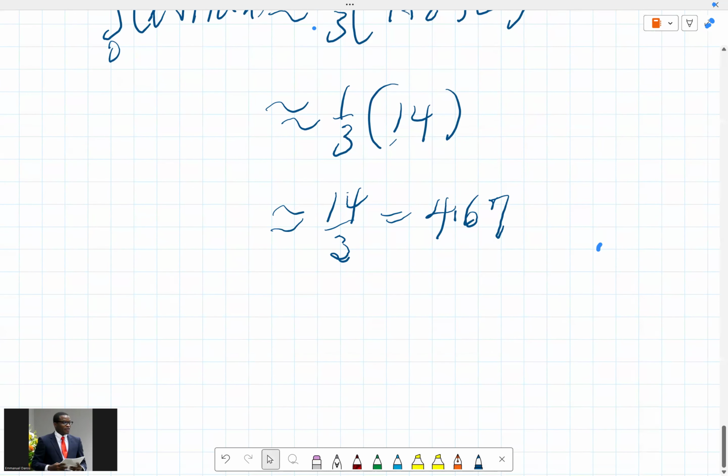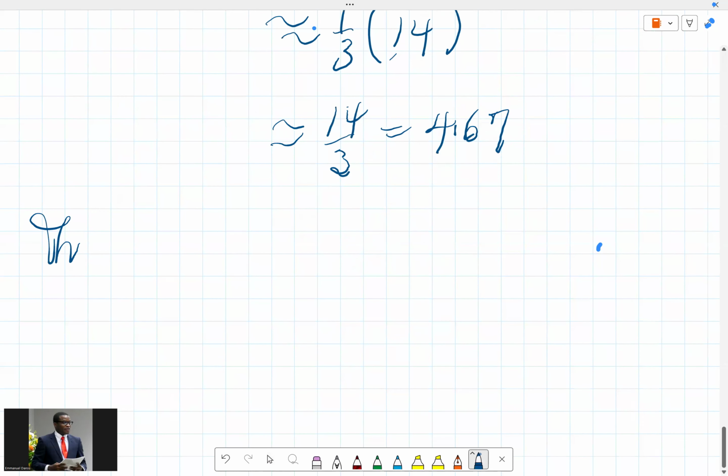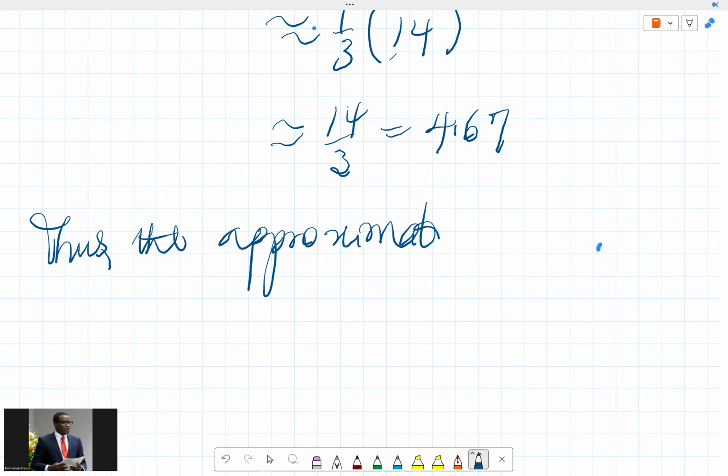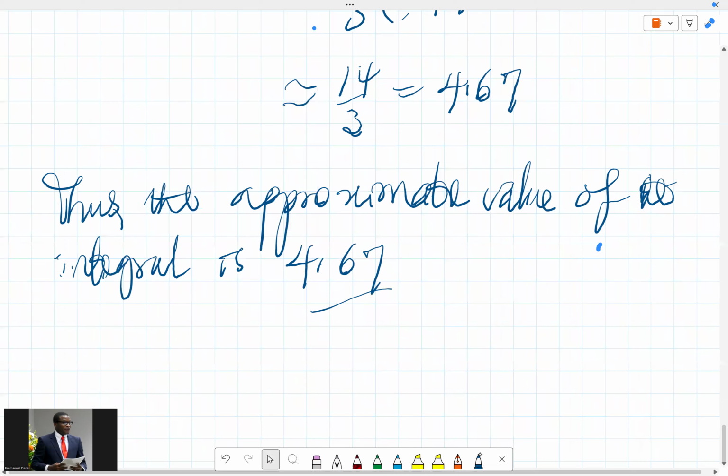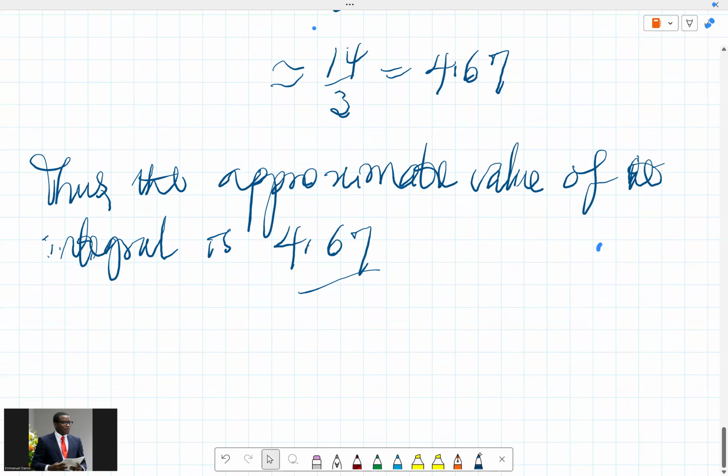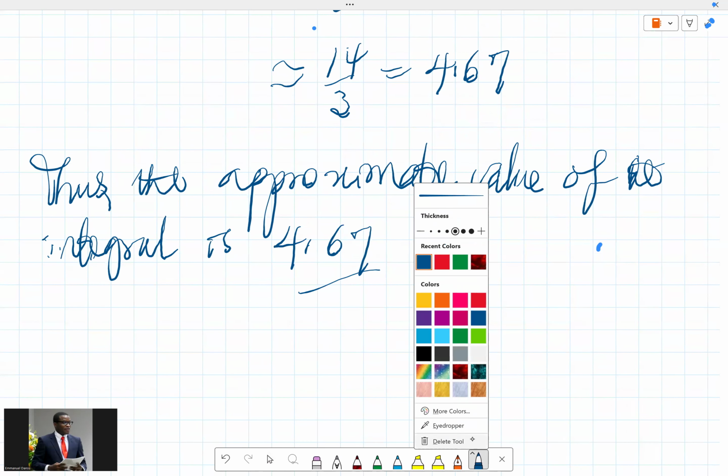which is equal to 4.67. So we can say the approximate value of the integral is 4.67. That's what we have there. Can we compare that with the exact value? Let's look at the exact value.